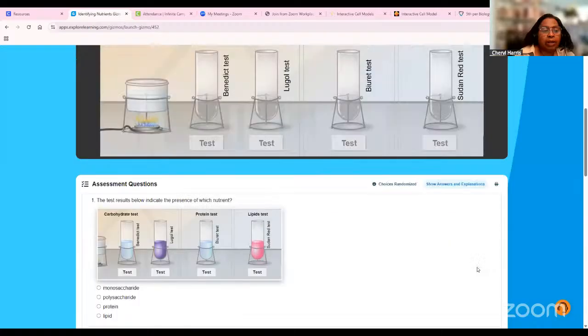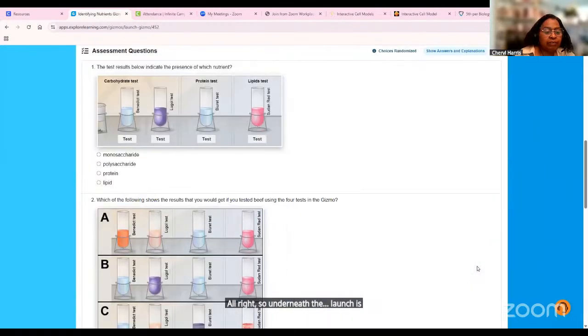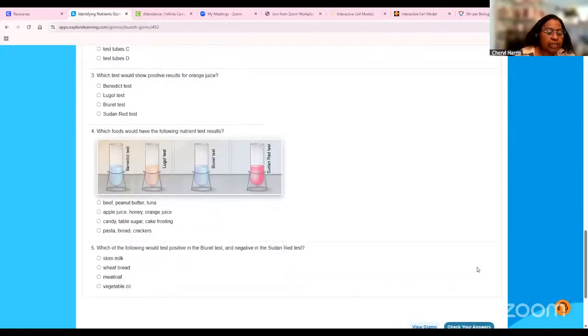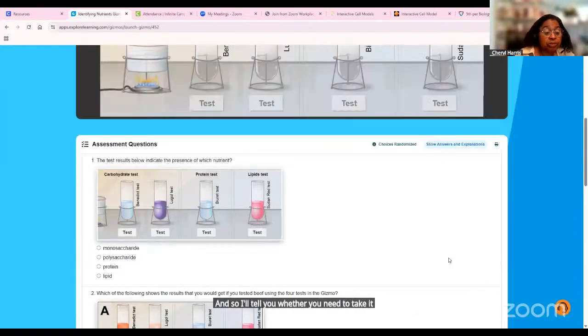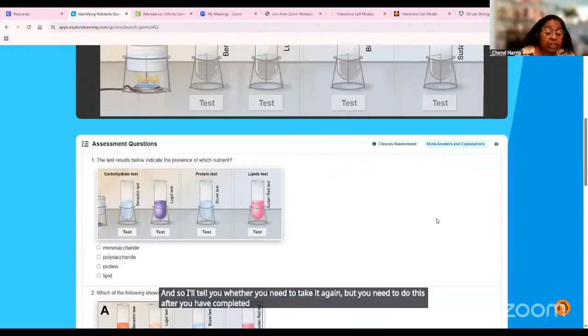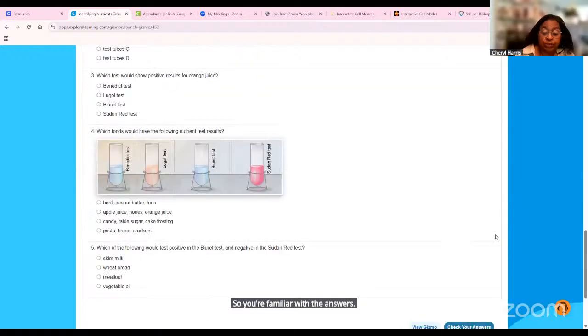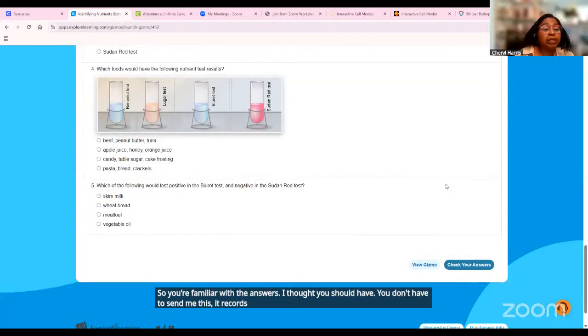All right, so underneath the launch is an assessment, and there are 5 questions. And when I check it, if you got a 1, I'm going to reset it. And I'll tell you whether you need to take it again, but you need to do this after you have completed it so you're familiar with the answers that you should have. You don't have to send me this. It records the grade for me in the gizmo.